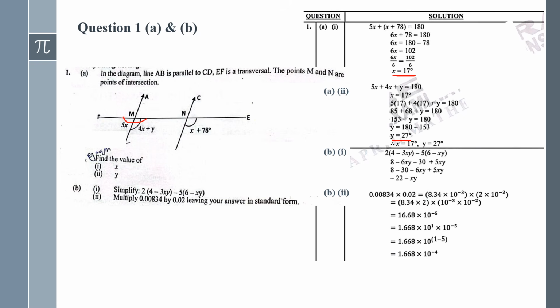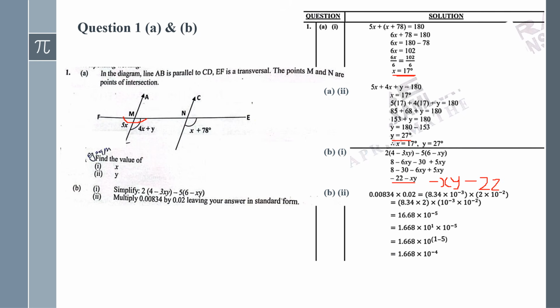1b, i, we have to simplify 2 multiplying 4 minus 3xy, minus 5 multiplying 6 minus xy. So we expand to remove brackets. Where 2 multiplies the first bracket, we have 8 minus 6xy. Where 5 also expands the second bracket, negative 30 plus 5xy. We group like terms, and then we have negative 22 minus xy. You can also write it as negative xy minus 22. That one too is accepted.